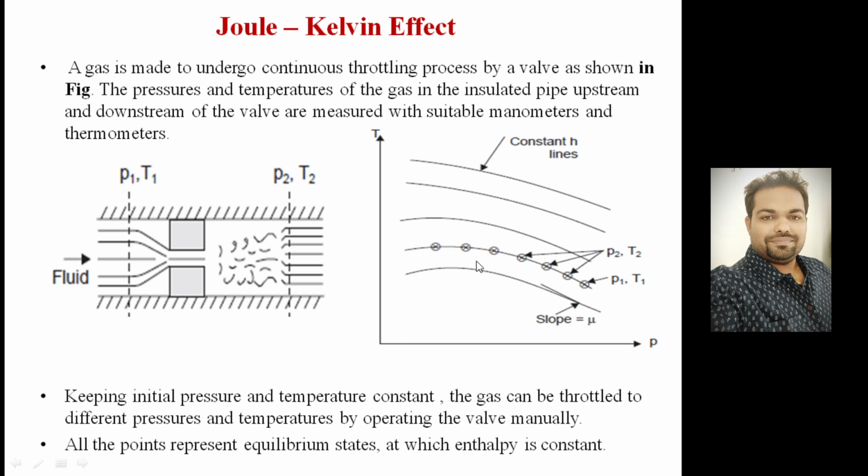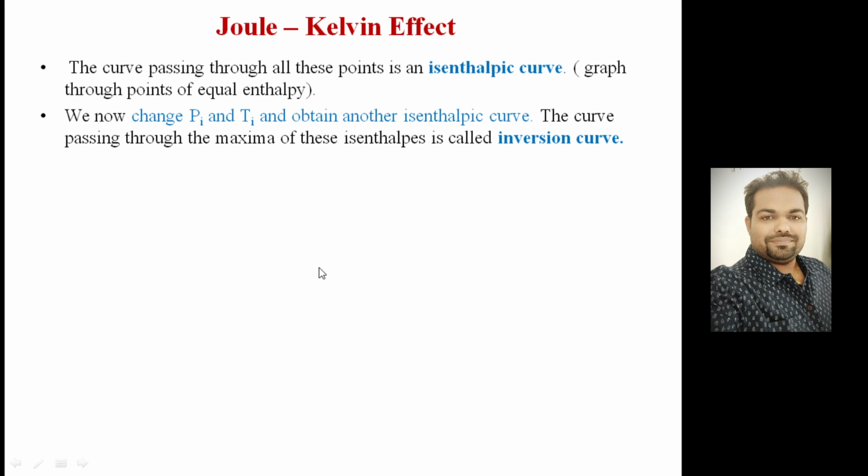And there is a point which is called the maximum enthalpy point, right? The maximum enthalpy point is there for all the curves. If you draw a line through the maximum enthalpy point, that is called the inversion curve. That is the location of maximum enthalpy. If you go to the right side of the maximum enthalpy, that will show the heating process. If you go to the left side, it is called the cooling process. So the curve passing through all these points is called the isenthalpic curve.